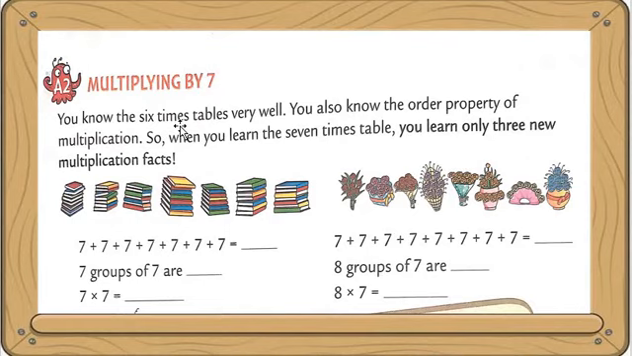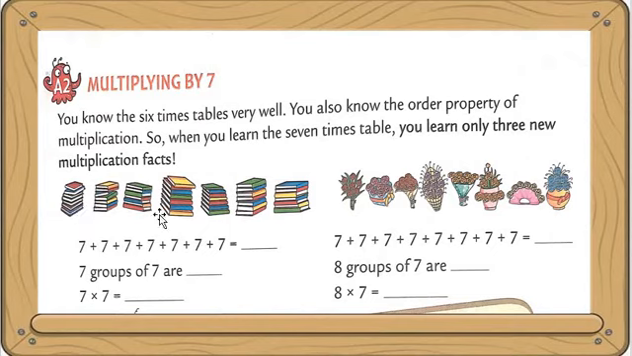You also know the order property of multiplication. So when you learn the 7 times table, you learn only three new multiplications. Here we only learn three new multiplications. Got my points? So now let's check how it's possible.